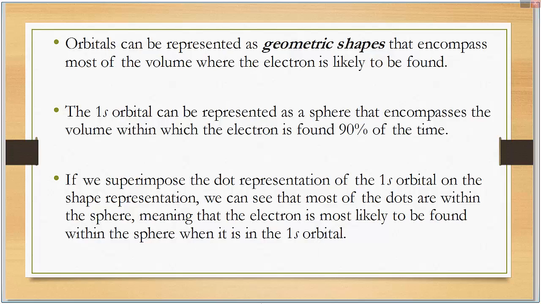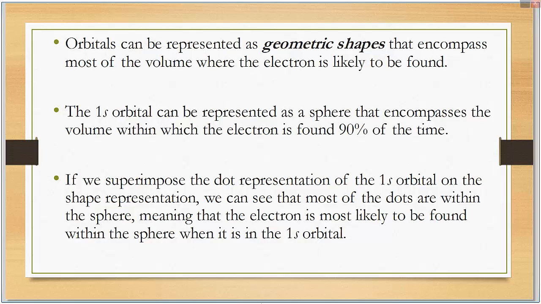Orbitals can be represented by geometric shapes that encompass most of the volume where the electron is likely to be found. Those were the four shapes we just saw, S, P, D, and F. The 1s orbital can be represented as a sphere that encompasses the volume within which the electron can be found approximately 90% of the time.